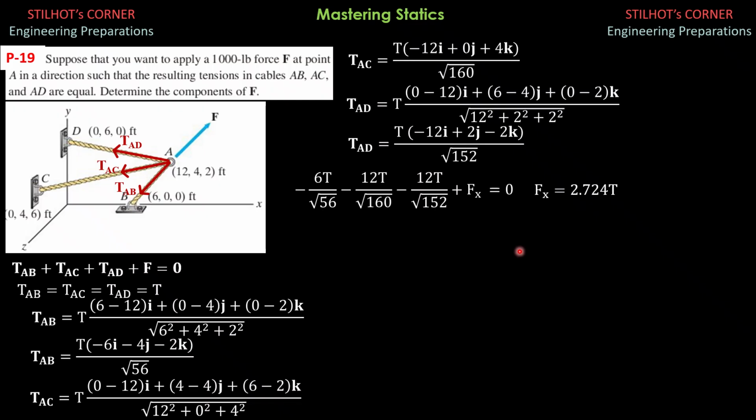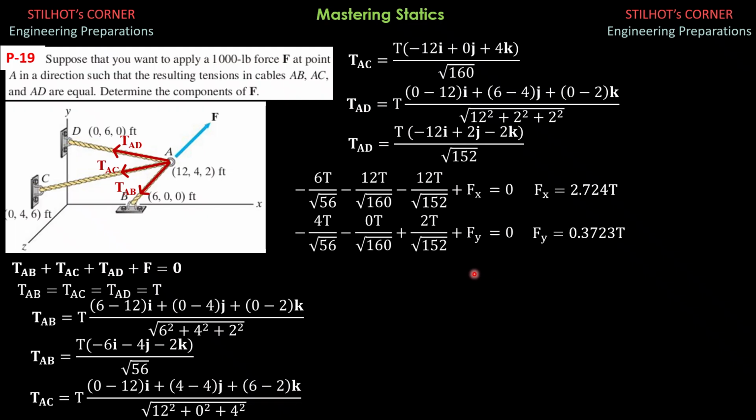Then for the y component, negative 4t over square root of 56 plus 0t over square root of 160 plus 2t over square root of 152 plus Fy equals 0. So Fy is equal to 0.3723 of t.